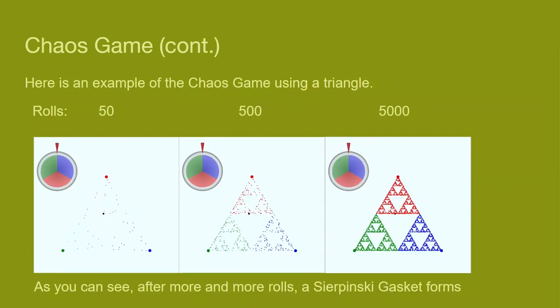For example, after 50 rolls, you can hardly see it, but you can kind of see that a triangle is starting to form, right? Then, after 500 rolls, you can actually start to see the Sierpinski triangle forming. After 5,000, it becomes much more obvious.